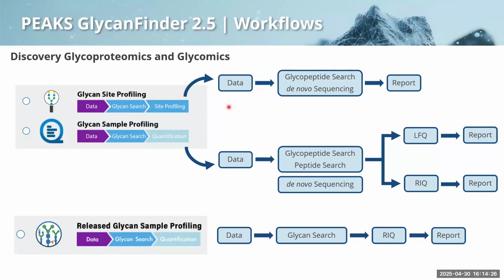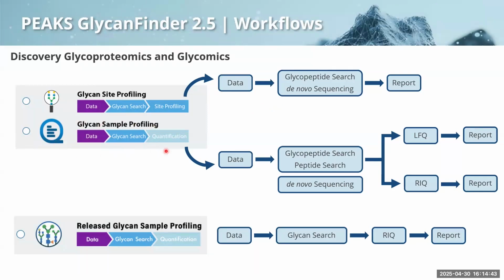You provide it with the data. It will do a glycopeptide search, the de novo sequencing, and then you will get your report. And then this workflow is meant more to pin down the exact site of glycosylation. That's kind of how the multi-enzyme digest works.